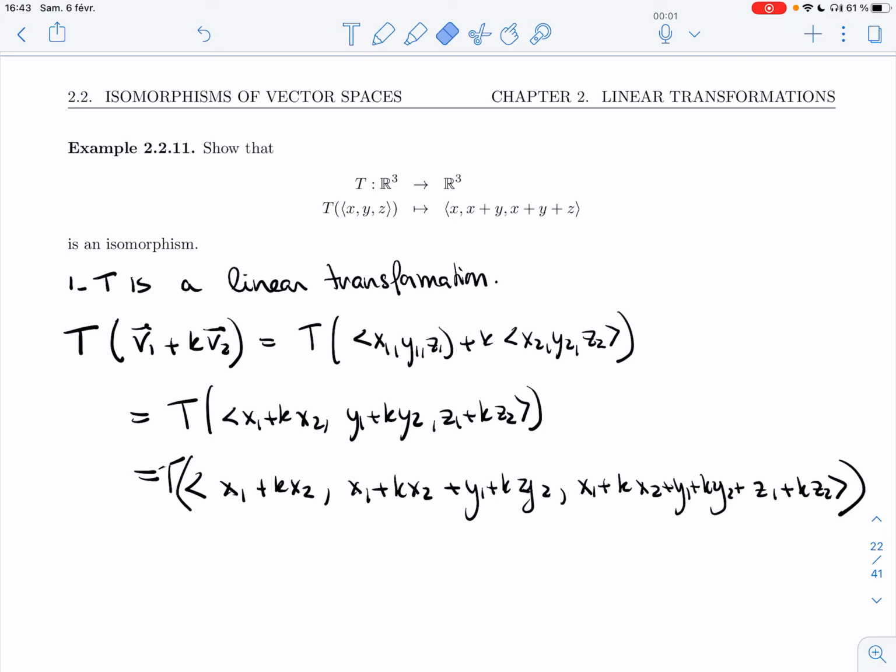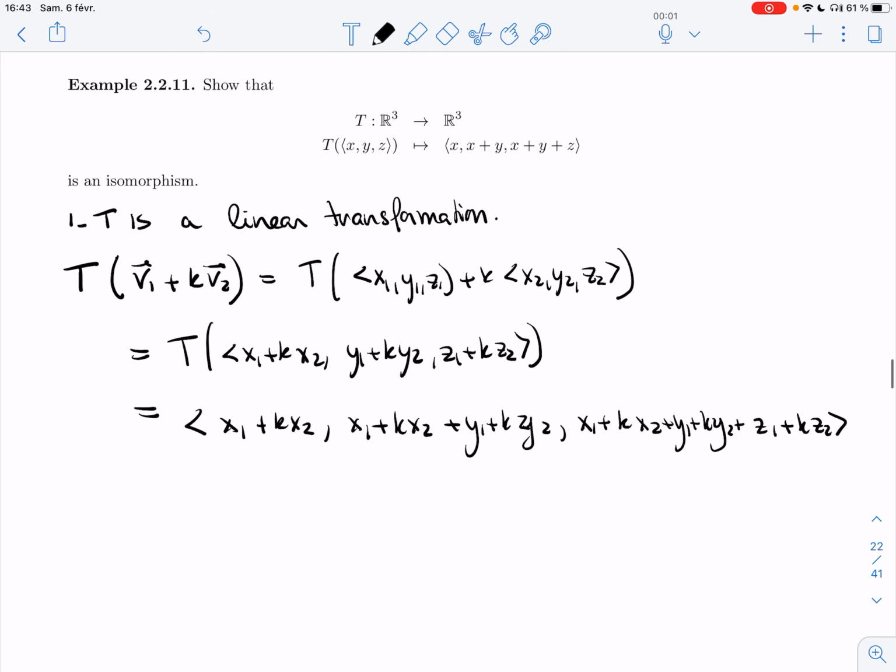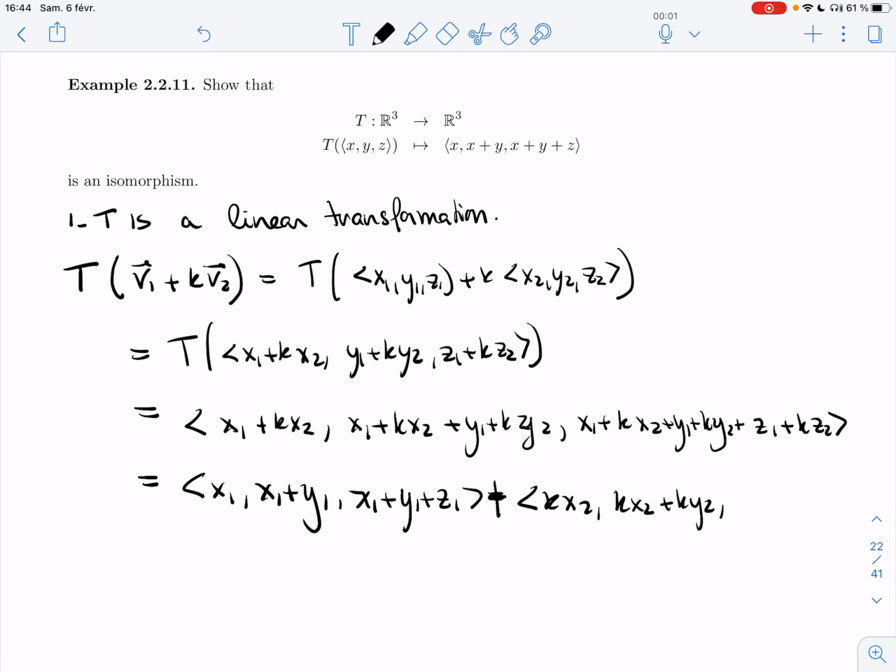Oh, no. I was right before. All right, so I've applied T. This is what I got. I want to prove that it's a split of T of v1 and k times T of v2. So let me start splitting things. I'm going to keep x1, y1, z1 in one. So if I keep these, let's see what I have left. I have left k x2 in the first, k x2 plus k y2 in the second, and k x2 plus k y2 plus k z2 in the third.